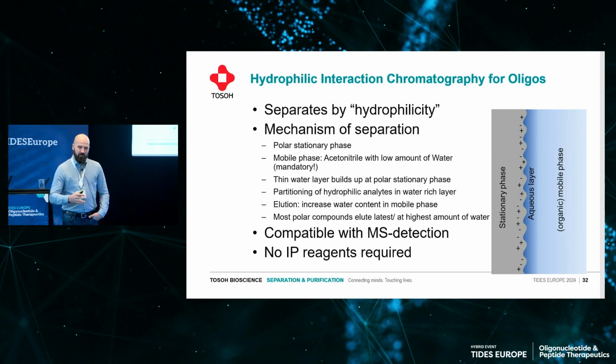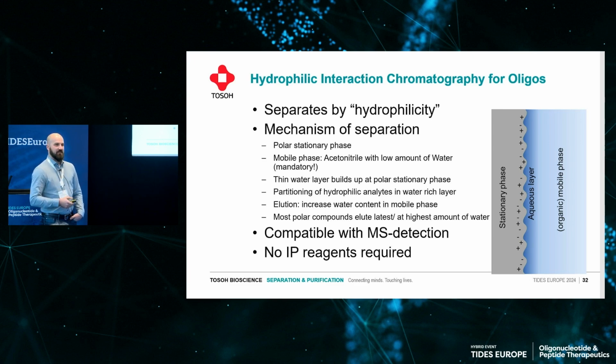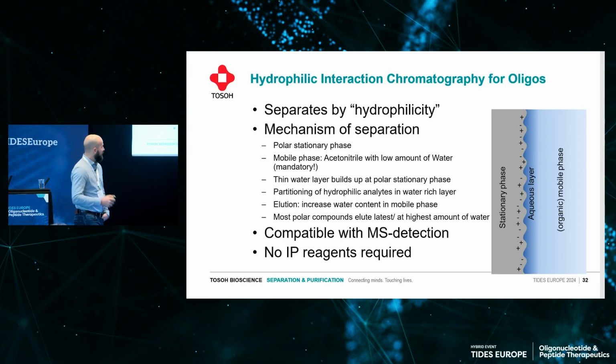So I think a lot of people use anion exchange or reverse phase chromatography, but I think HILIC is more of a niche application so far for oligonucleotides, and it separates by hydrophilicity. So it's basically just the opposite of how reverse phase chromatography works. In reverse phase, we bind with water, we elute with organic, and everything that's more hydrophobic elutes later.